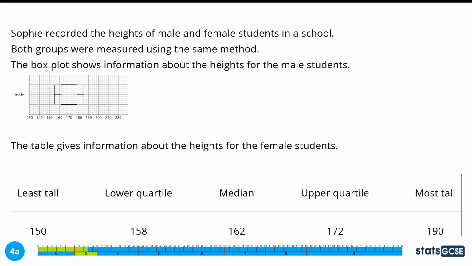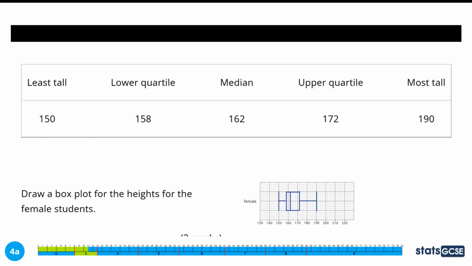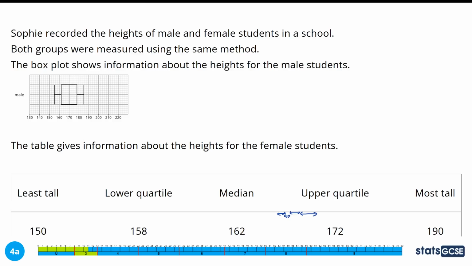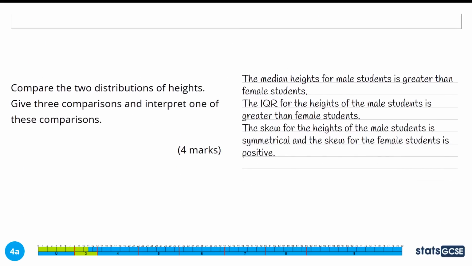So looking at the male box plot, it looks pretty symmetrical. Now for a previous question we did the box plot for the females, so I'm just going to show that now. And you can see that the skew for the females is positive, because if you look at this gap here and compare it to this gap here, and same with the distance between the median and the upper quartile compared to the distance between the median and the lower quartile, it's definitely a positive skew. So if we go down, then we can say that the skew for the heights of the male students is symmetrical and the skew for the female students is positive.